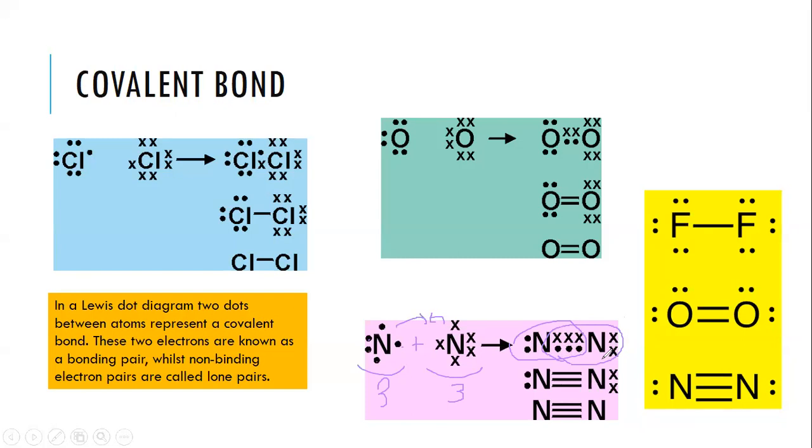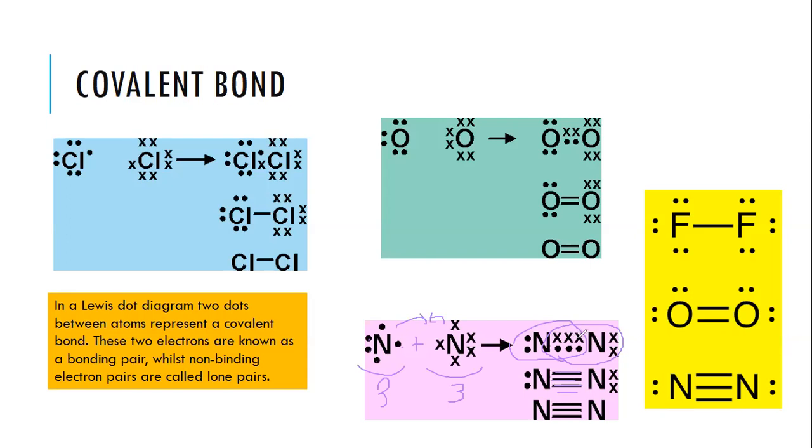It's stable now. And then instead of using crosses and dots for electrons, for a pair of electrons, 2 electrons, we can use a line. 1, 2, 3. We have 3 pairs of electrons shared, so 3 lines, which means that this is a triple covalent bond. And then how many bonding and lone pairs do we have?